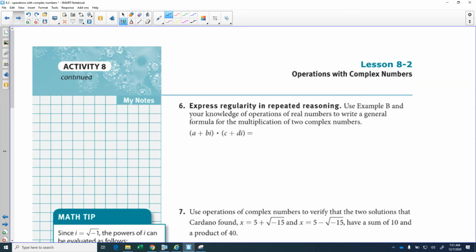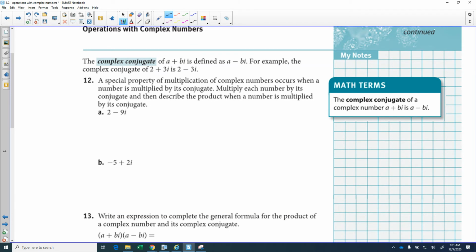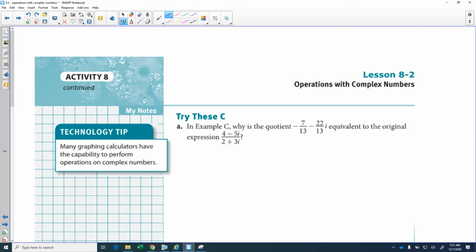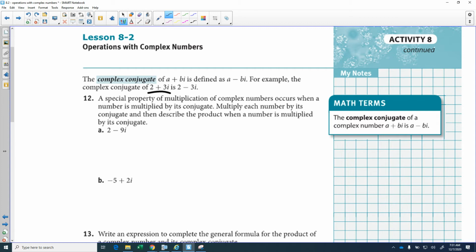We have to be able to talk about what a division problem is going to do. Well, to do a division, we have to understand what a complex conjugate is. A complex conjugate is this idea that if I take 2 plus 3i, the exact opposite, or conjugate, of it is going to be 2 minus 3i.